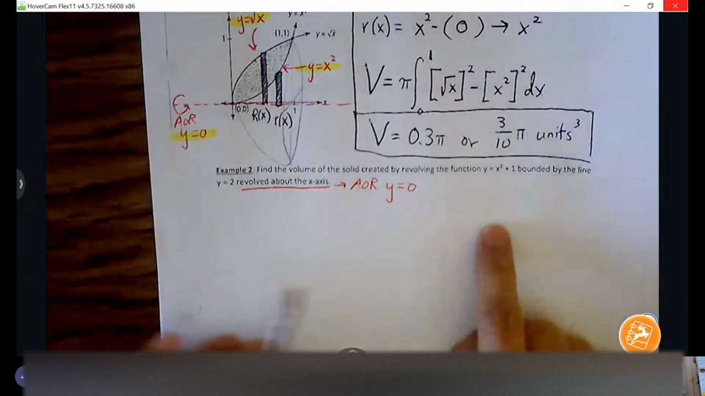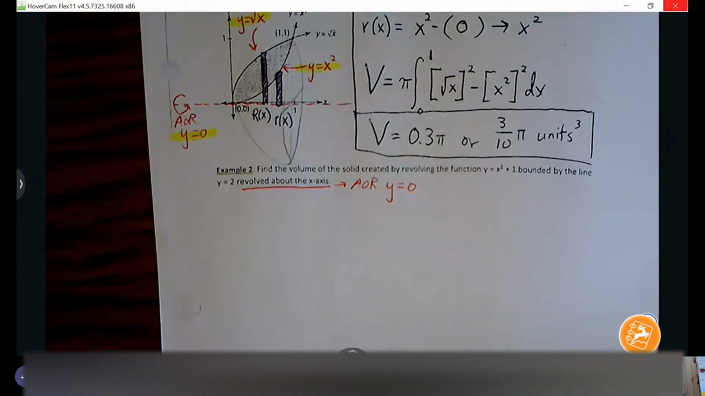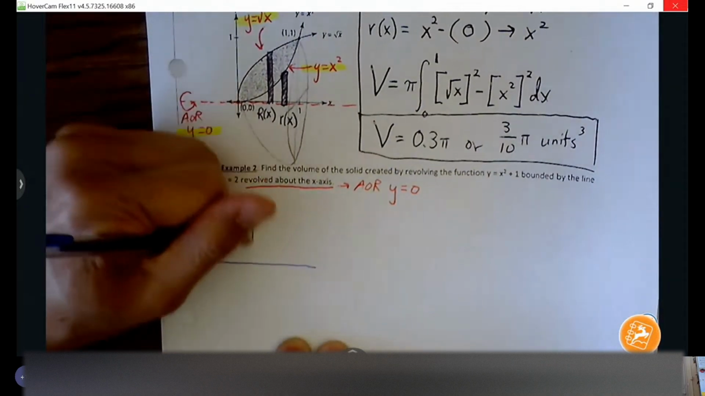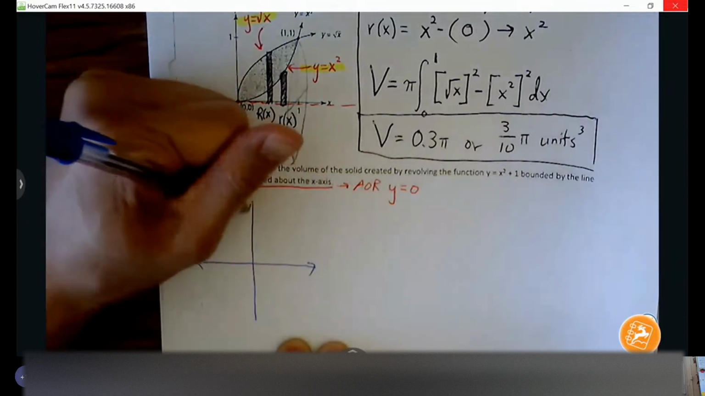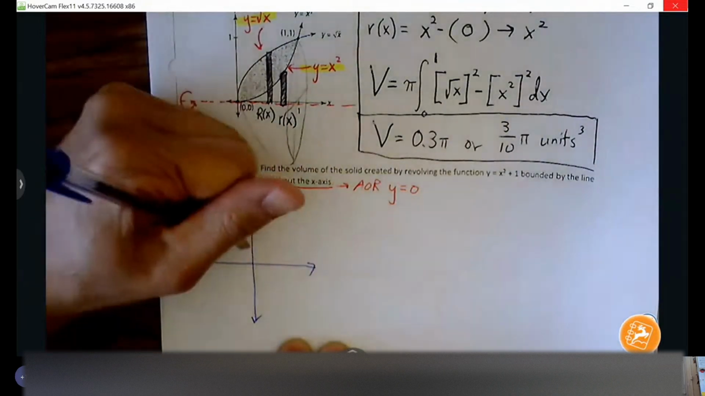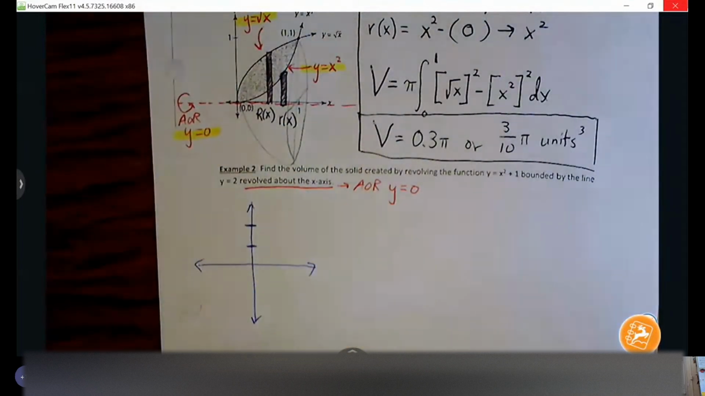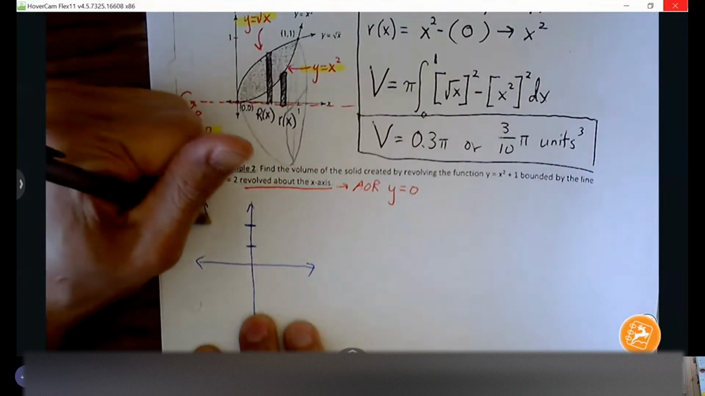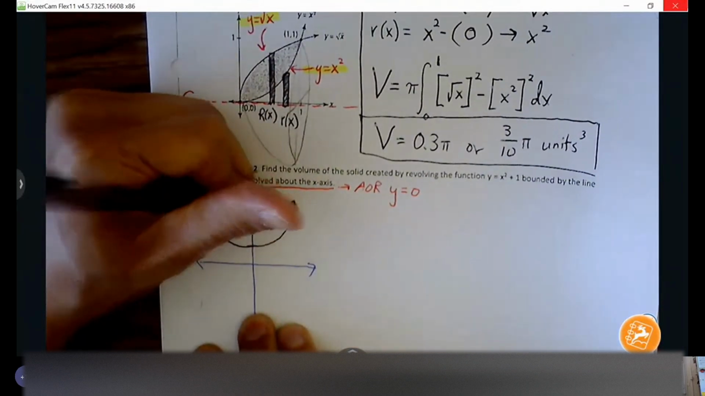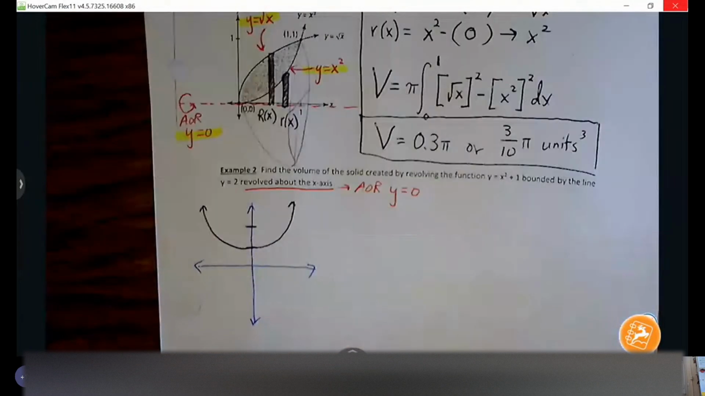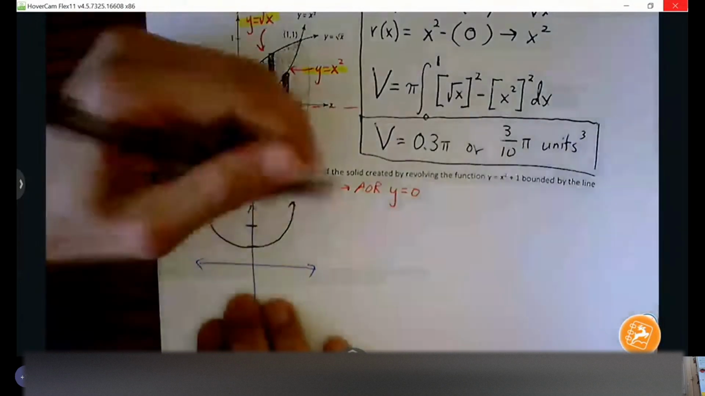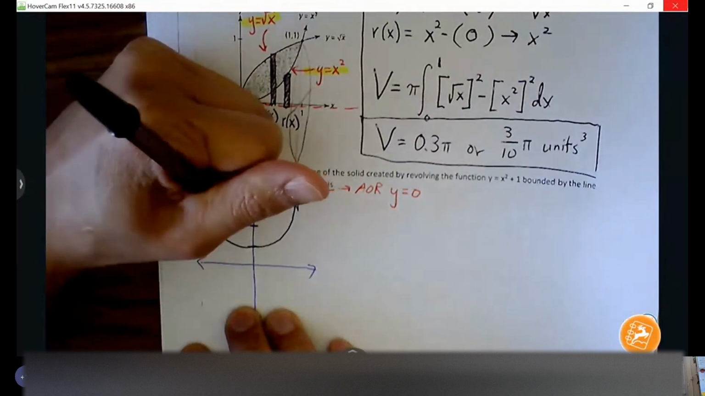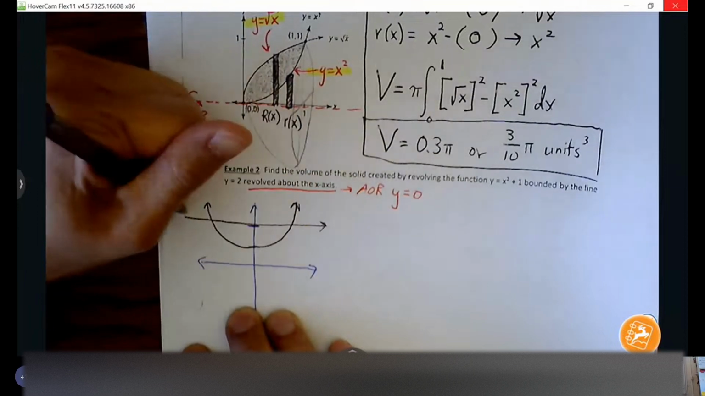Okay, so I'm going to sketch these two graphs. We have y equals x squared plus 1. That's just a parabola that's shifted up 1 unit. Make it pretty spaced out to make it easier for me to see my graph. And I also have y equals 2, which is going to be a horizontal line. Once you draw that horizontal line, you're going to see that shaded region begin to take shape. That enclosed region that we're after.